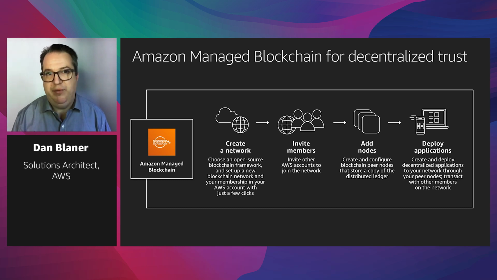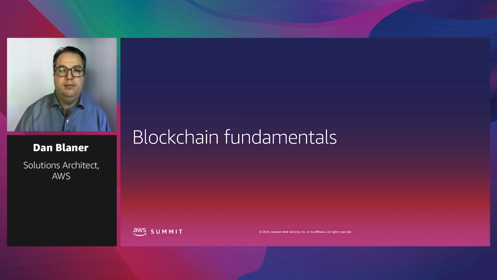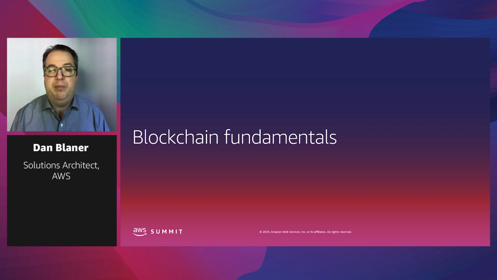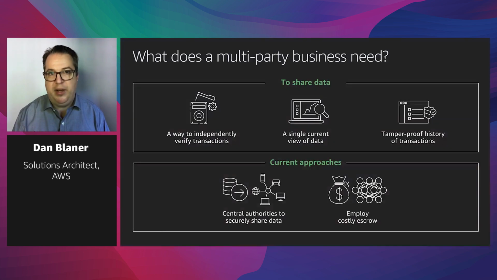Let's dive into some blockchain fundamentals. A multi-party business needs a way for everyone to independently verify transactions. Everyone in a multi-party business needs to look at the same data, and they need assurance that the data is tamper-proof. Today, customers are using either a central authority to share the data, or they engage expensive escrow services, which leads to inefficiencies.